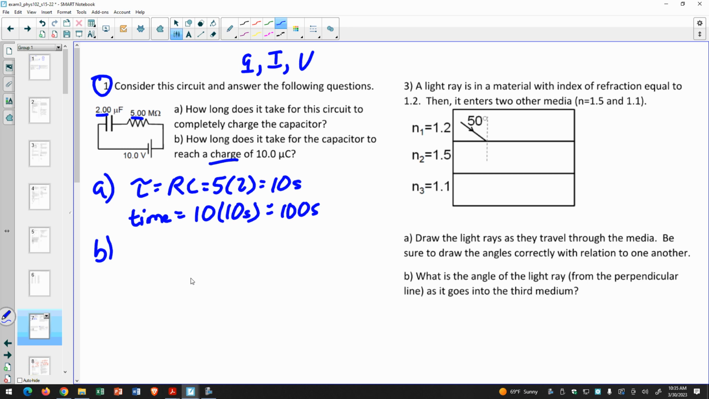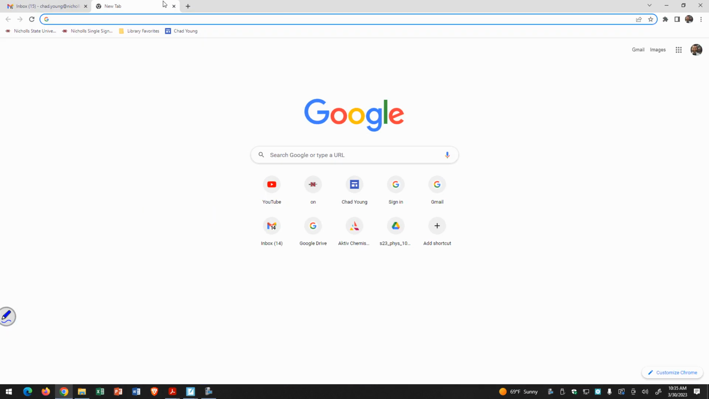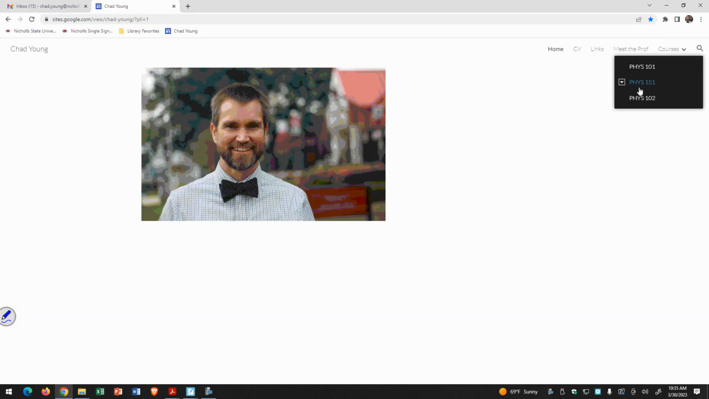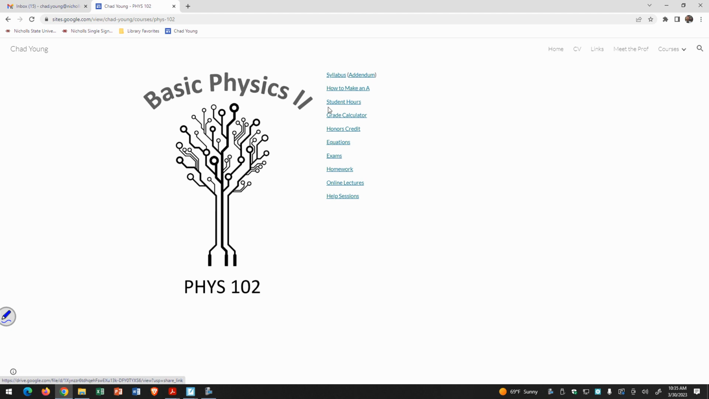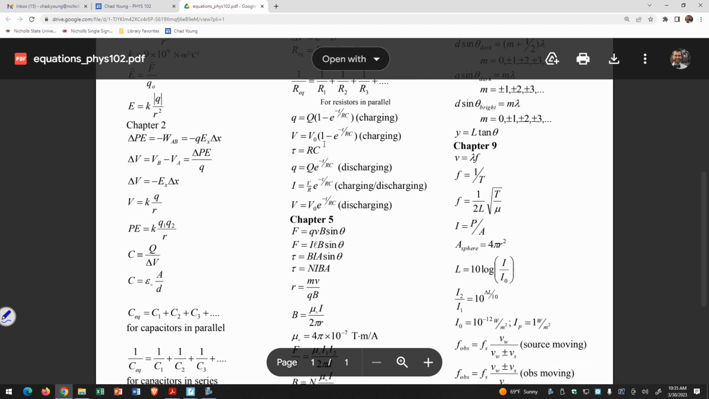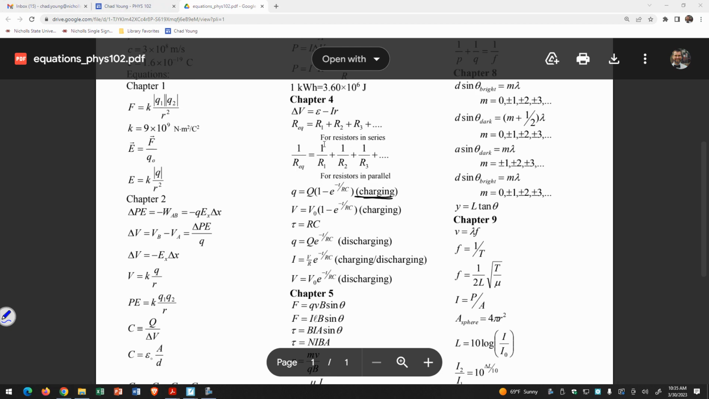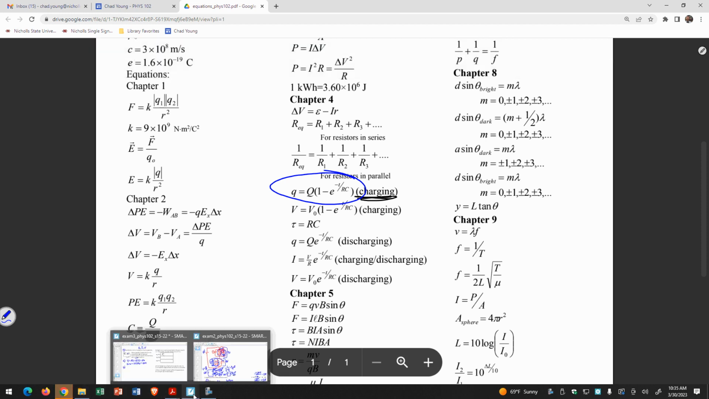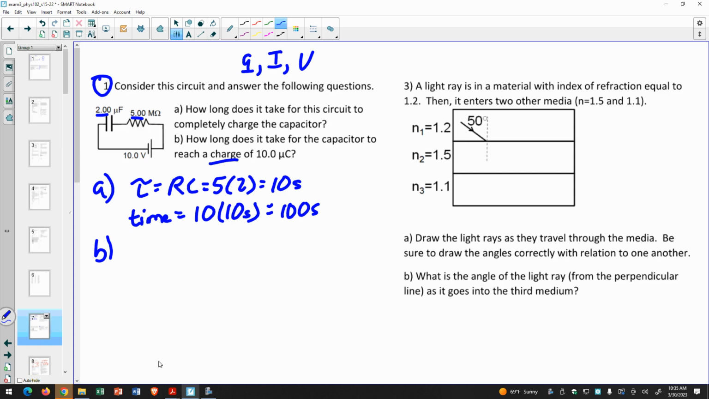So in order to do that, we look at our equation sheet. I'm looking to charge this capacitor, and I want to know what is the charge on it. So I'm looking for this. It's a charging capacitor, and the charge is given by that equation. So I'm going to use that to find the time that it takes to get to a certain charge. So I say Q is equal to big Q times 1 minus e to the minus t over RC.